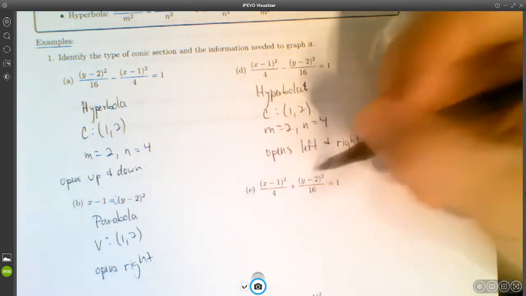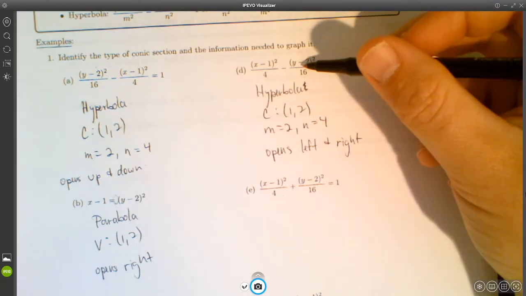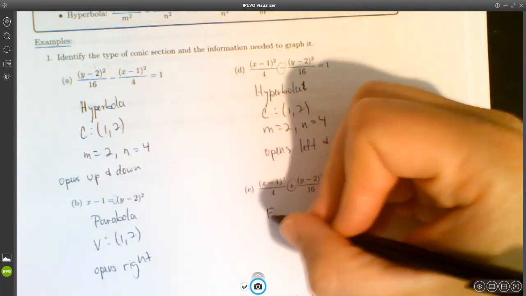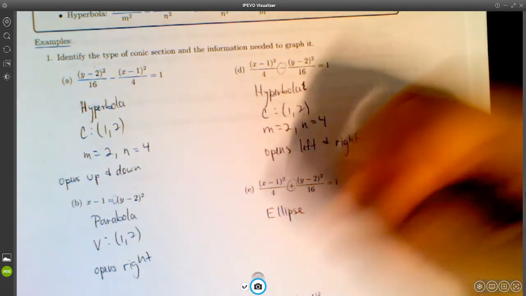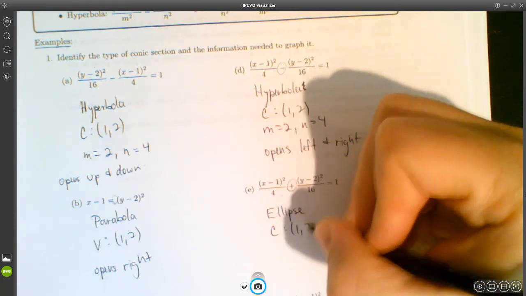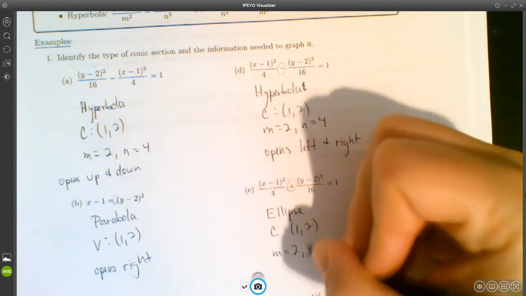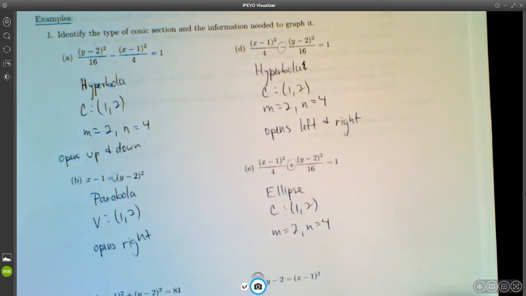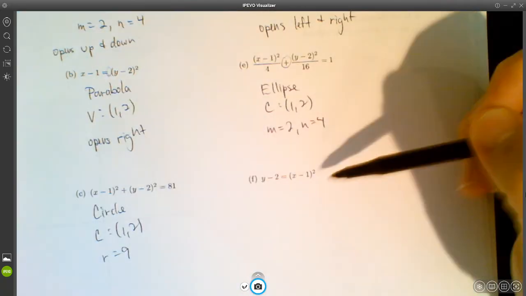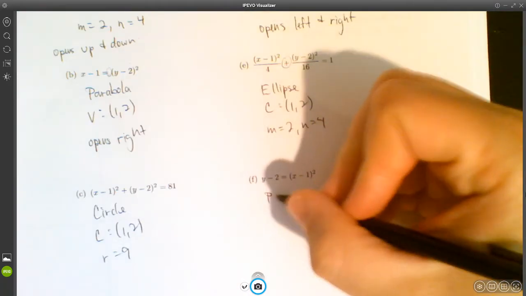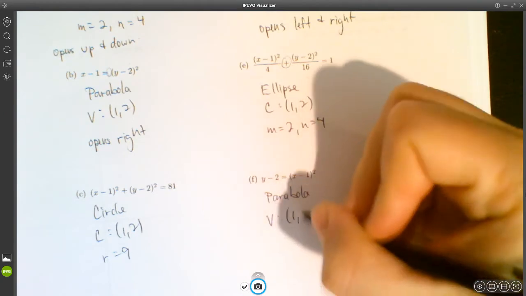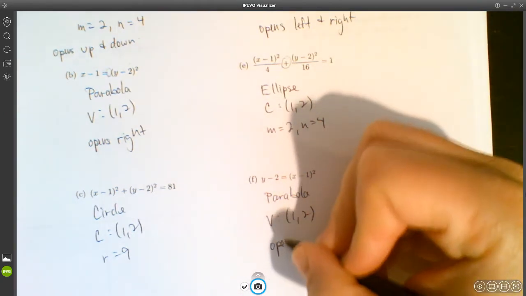And then this one's an ellipse. It looks almost identical to part D. The only difference is the sign in the middle, and that makes this one an ellipse. Since it's an ellipse, there's no need to identify which way it opens. It doesn't open, it's a closed loop. And then finally part F, this one's a parabola with vertex 1, 2. This one opens up.